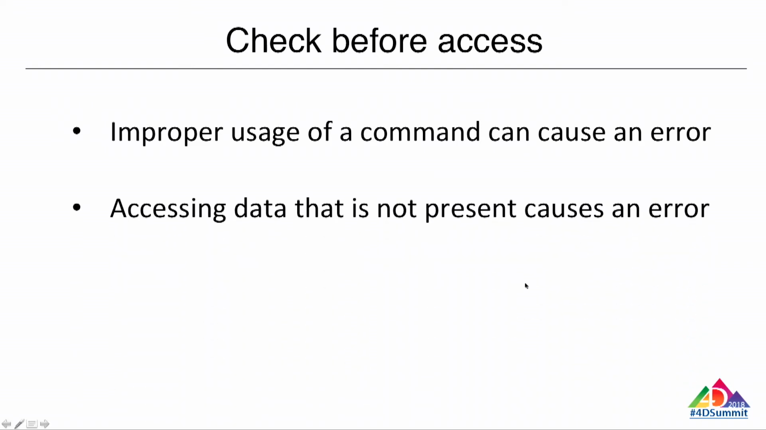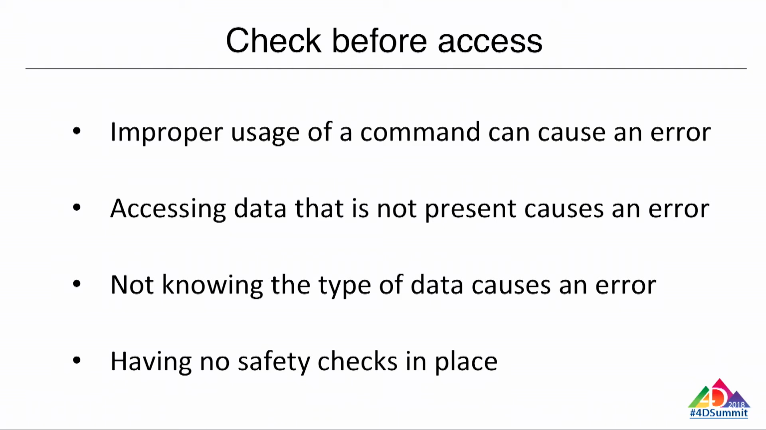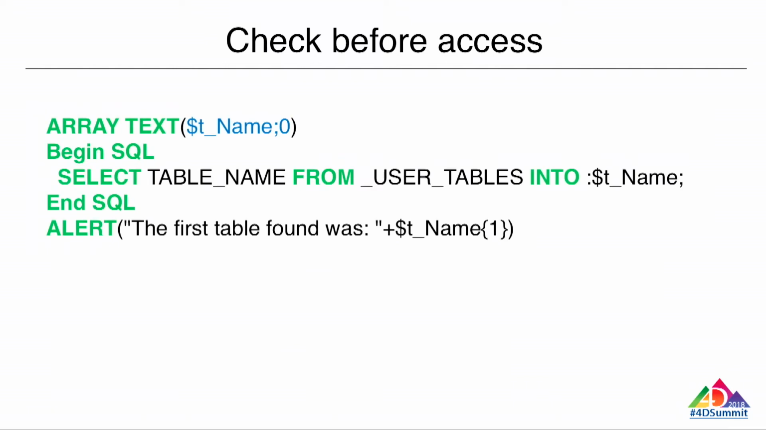How about when accessing data that's not even present? That can happen. You run this command and you don't check the data and you try to put something. This can happen, not knowing the data types. You could be trying to access a particular pointer, for instance, and that pointer might not be the type that you expect it to be, and you could get an error. And of course, there are no safety checks. So let's take a look at an example of this one.